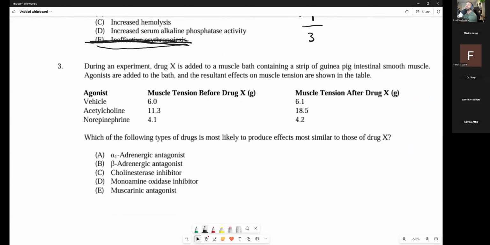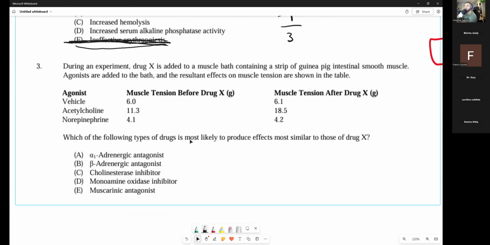Ooh, this one looks nice. Which of the following types of drugs is most likely to produce the effects most similar to those of drug X? Hmm. I wonder what drug X does. So it says here, during an experiment, drug X is added to a muscle bath containing a strip of guinea pig intestinal smooth muscle. Agonists are added to the bath, and the resultant effects on the muscle tension are shown in the table.